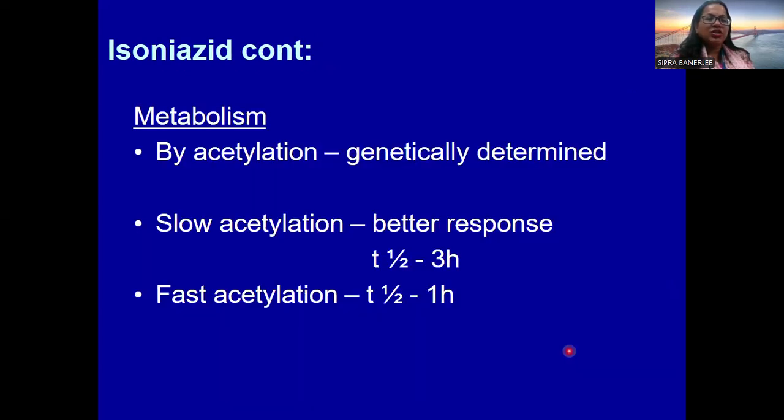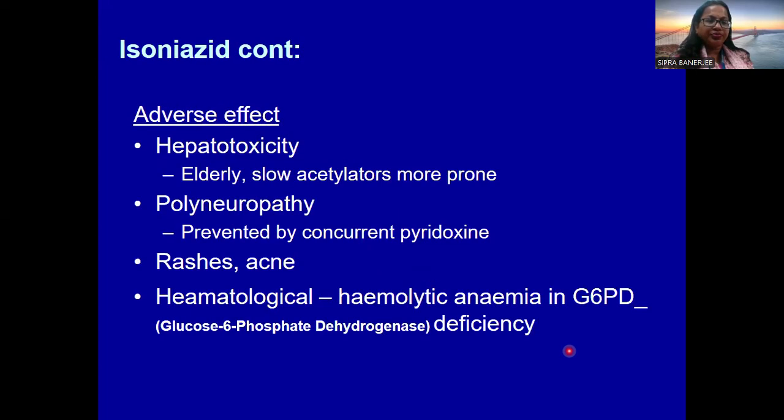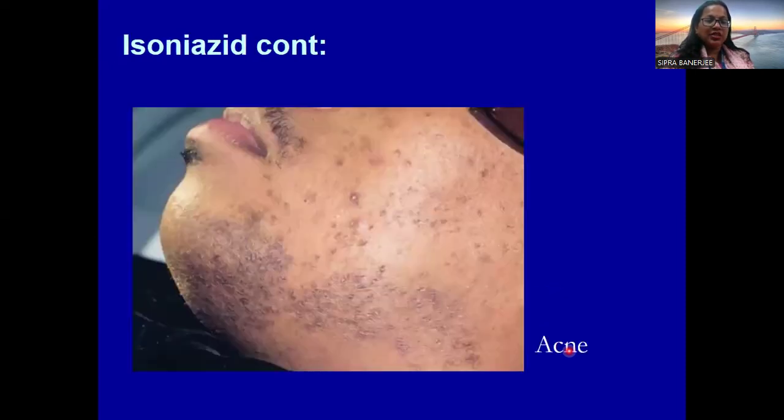They are metabolized by the acetylation process. If it is slow acetylation, then a better response can be given with a half-life of 3 hours. But with fast acetylation, the drug will be active for 1 hour. Now about adverse effects: hepatotoxicity, polyneuropathy, rashes, acne, and hemolytic anemia can be found in persons having G6PD deficiency. Glucose-6-phosphate dehydrogenase, one of the enzymes that helps in the glycolysis process, will be affected. This is the skin rash in case of isoniazid treatment.